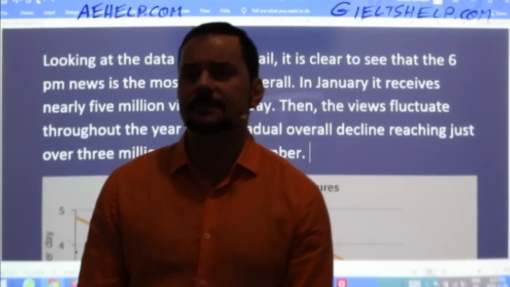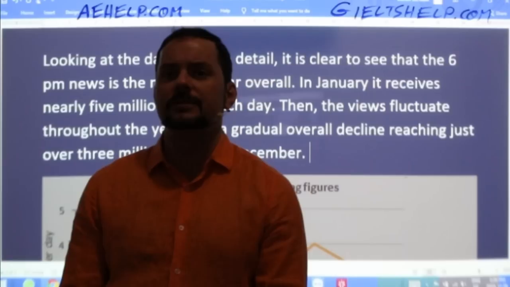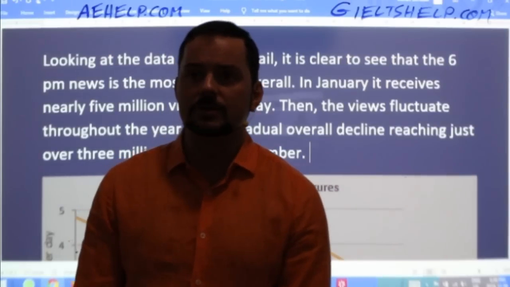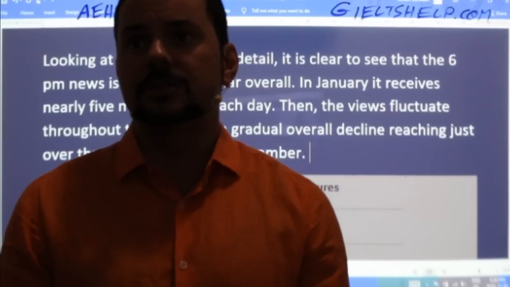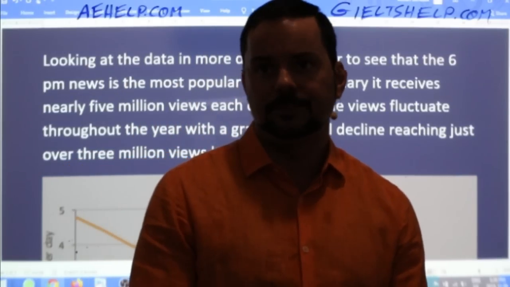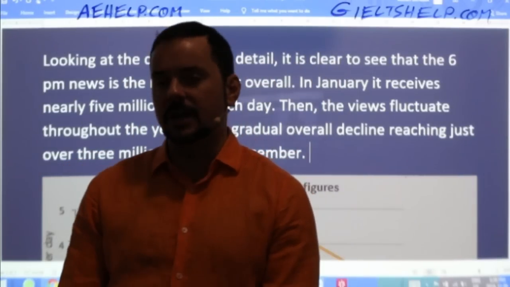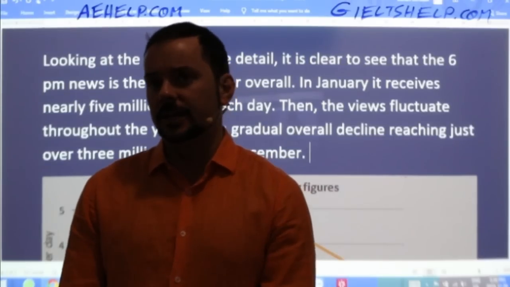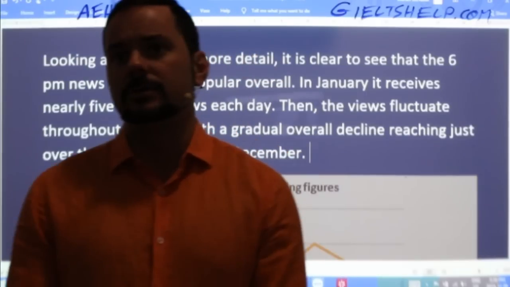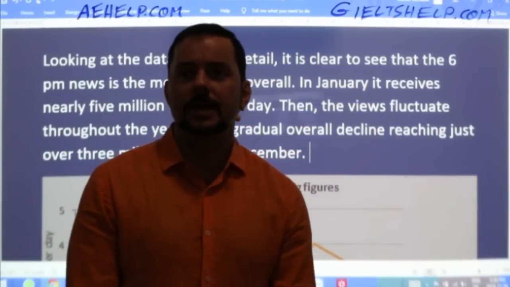Happy Singh says, firstly, it is clear that the time of the 6 p.m. news fluctuates from nearly 5 million views in January with a decrease to 3.5 million views by December. Happy Singh, nice. You've kept it quite concise and clear. It's good. Okay, that would be around a band 6 level writing composition at a glance.